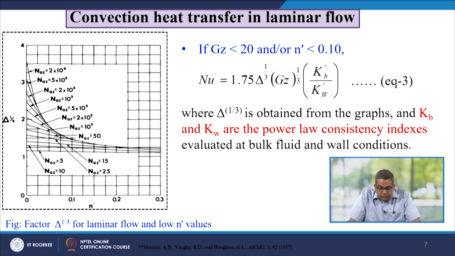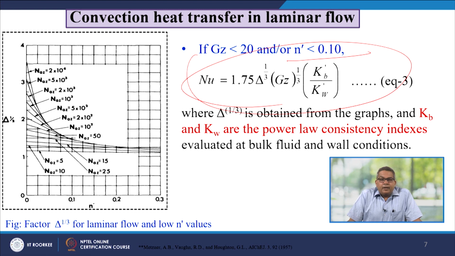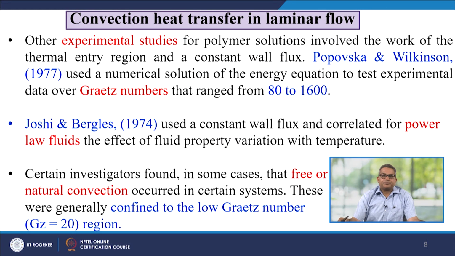Now if the Graetz number is less than 20 and eta dash is less than 0.1, then the equation can be modified like this. We have represented it in equation number 3. Delta to the power 1 upon 3 is obtained from the graphs, and Kb and Kw are the power law consistency indexes evaluated at the bulk fluid and wall conditions.